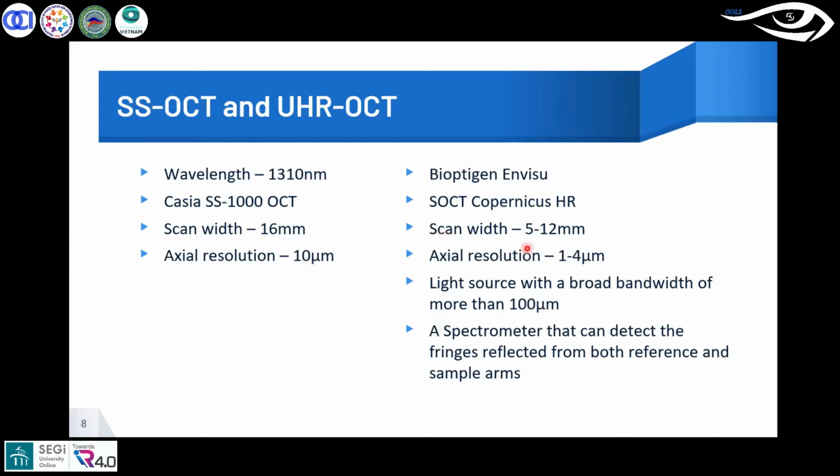Ultra high resolution OCT is a very good high resolution producing OCT type, and you can see that the resolution is very high in this, around 1 to 4 micrometers, but the scan width is also around 5 to 12 mm, which is comparatively lesser than the time domain. And the examples for this type are the Bioptigen and the Copernicus HR OCT. And this axial resolution, which is very high, is actually obtained through the light source which is used. This light source has a broad bandwidth, due to which a large amount of resolution is produced.